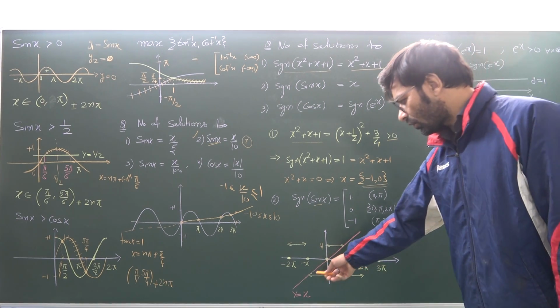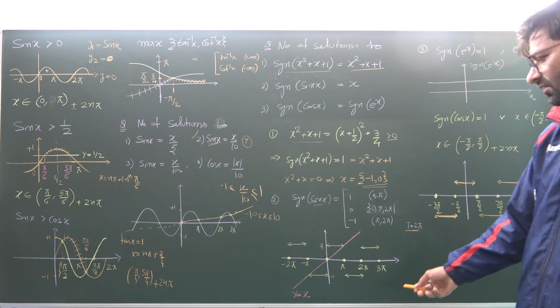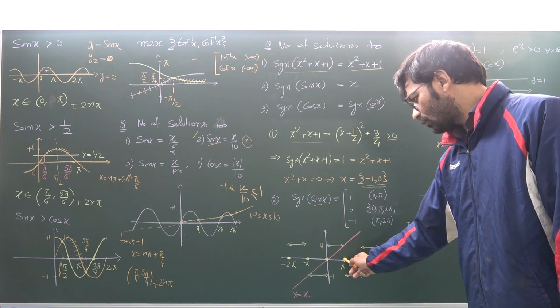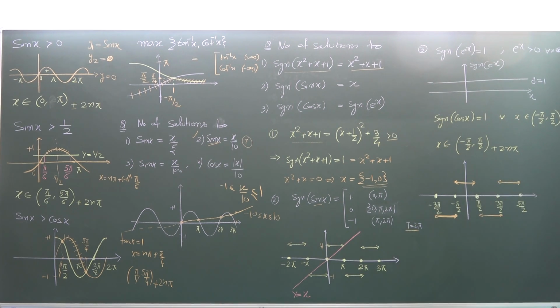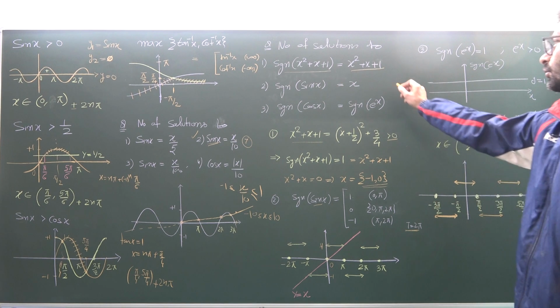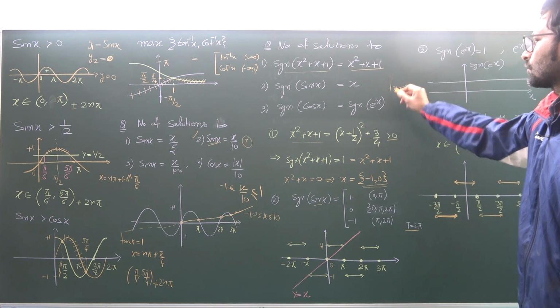So draw y equals x. Y equals x will pass through this point, this point we need to exclude, which means the only possible solution is x equals 0. X equals 0 is the only solution, only one solution.